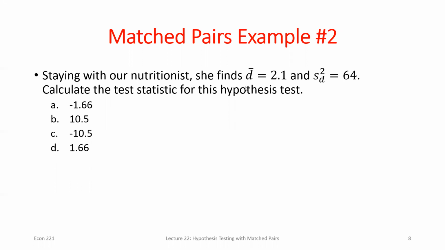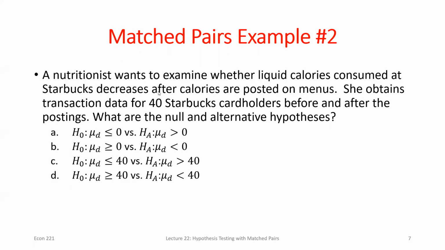So let's say we go out, we get 40 different Starbucks card holders, and we find that their average difference is 2.1, and we have a variance of 64. So we've got our variance, our average difference, our sample size, and we have the assumed true difference that comes from our null and alternative hypothesis of 0. Which kind of makes this easy.